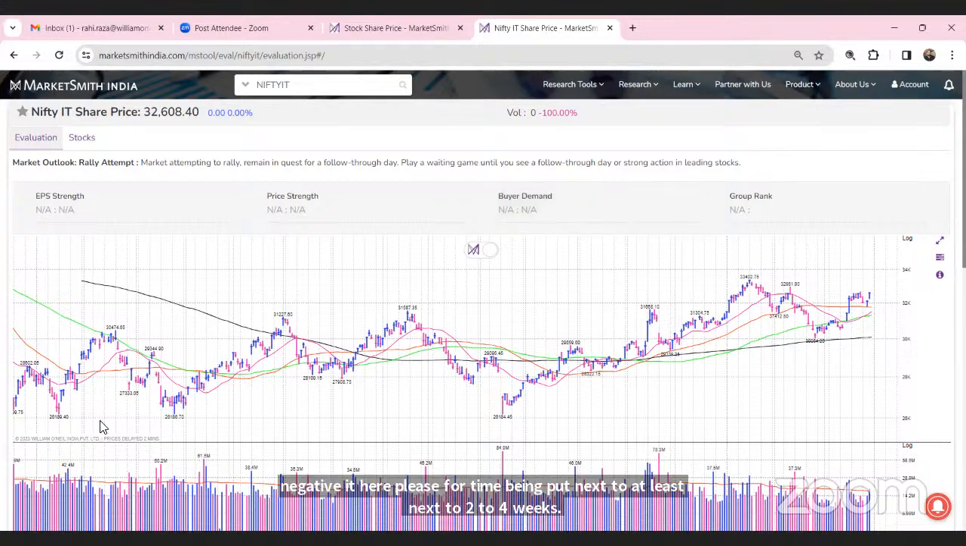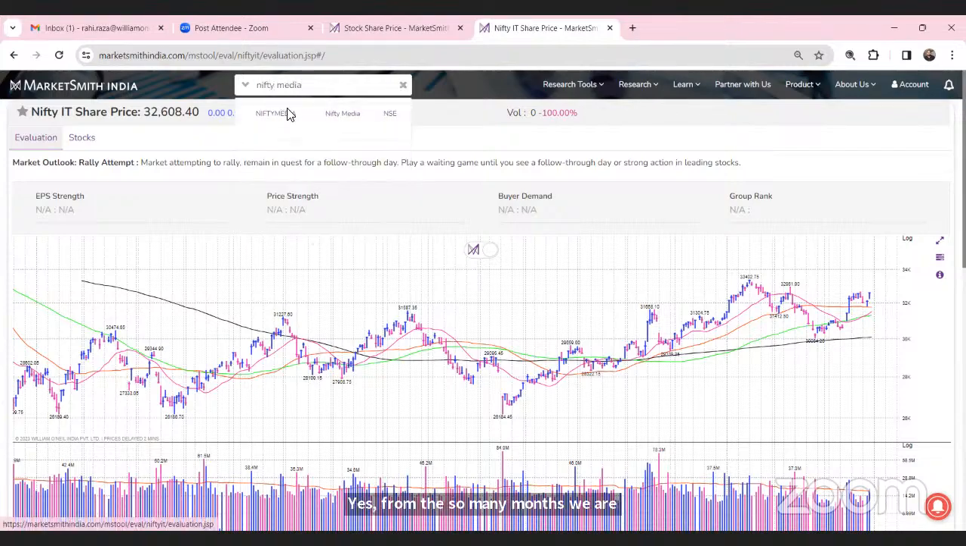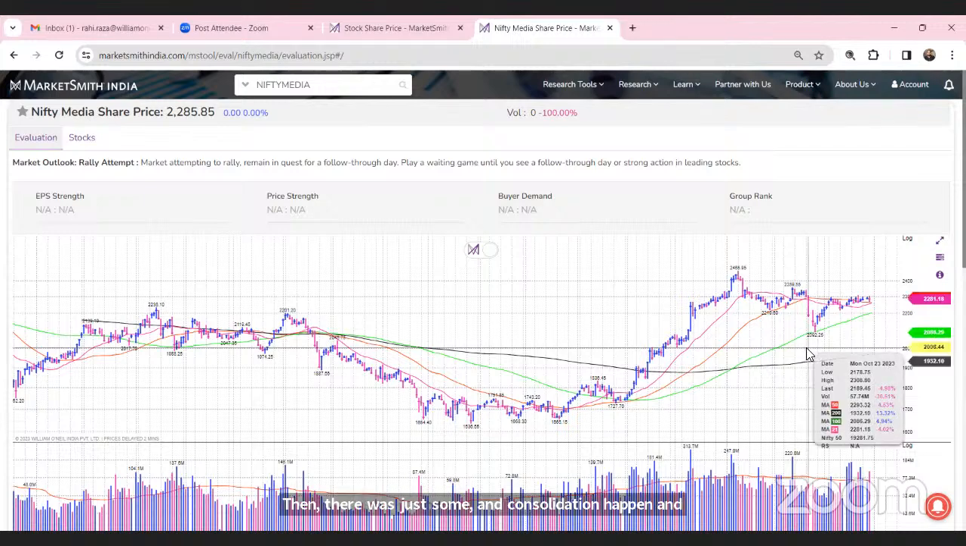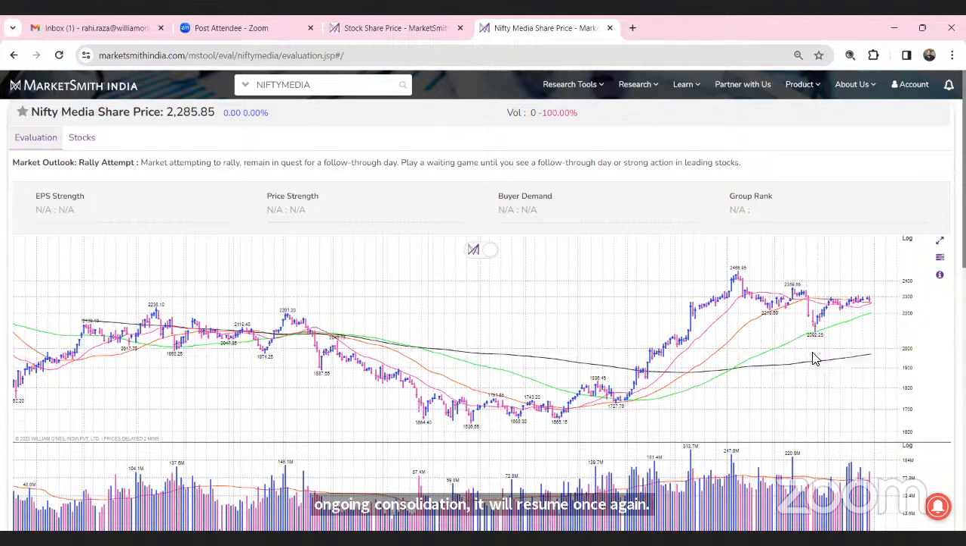And last, from my side, Nifty Media. Yes, for so many months we have been saying that it may remain bullish. The first time we gave a bullish opinion about this was around the 1,700 level, with a target of 2,400 to 2,500. Then some correction and consolidation happened, and we are expecting that after this ongoing consolidation and correction, it will resume once again, and the day it gives a breakout above around the 2,450 level, maybe the next target would be 3,000.